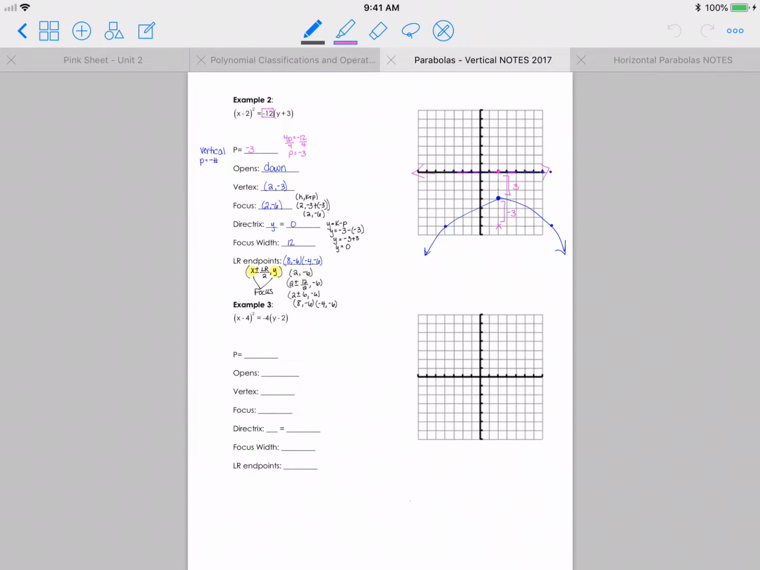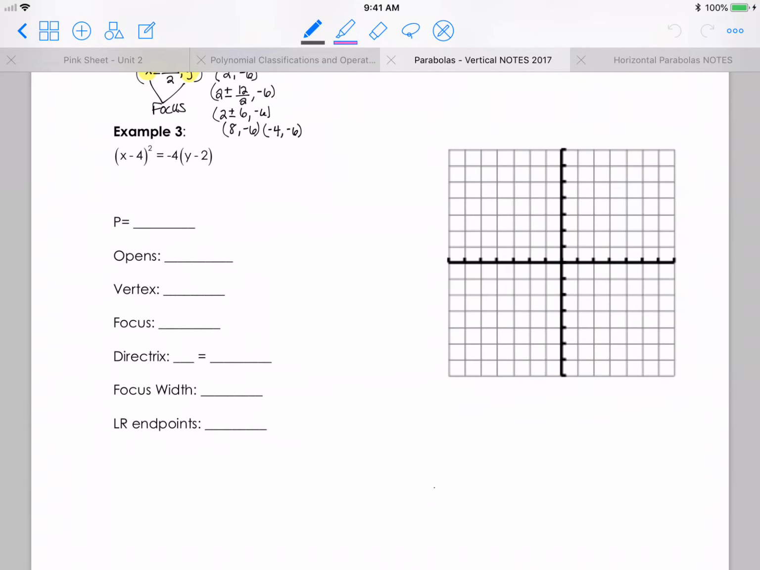Okay, so I wanted you guys to get out the example 3 that I asked you to do for homework, and let's just review over how to do vertical parabolas.